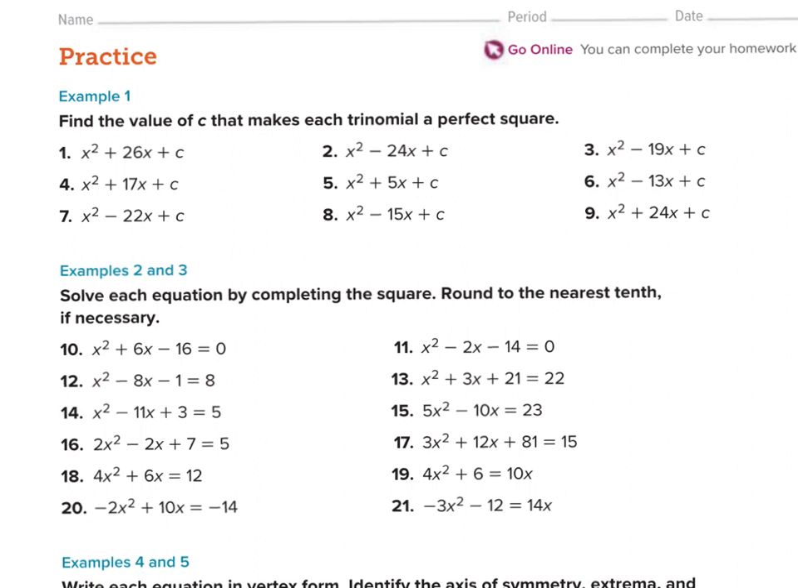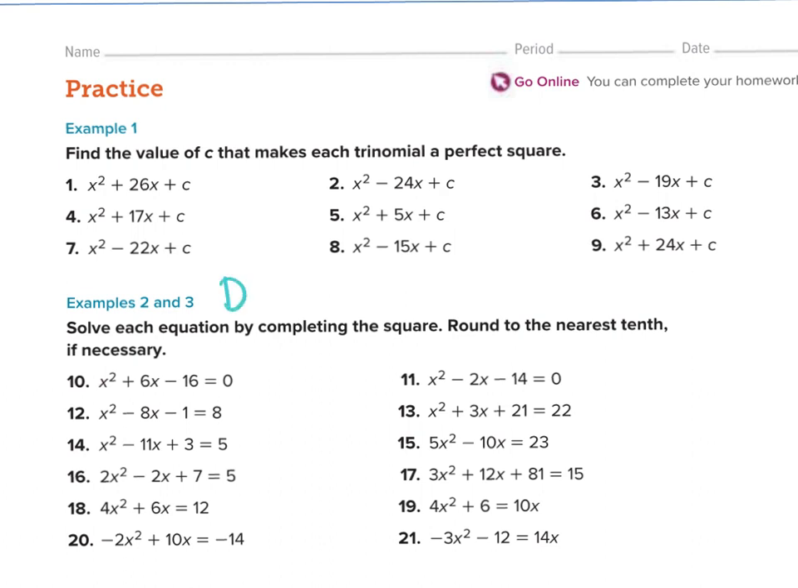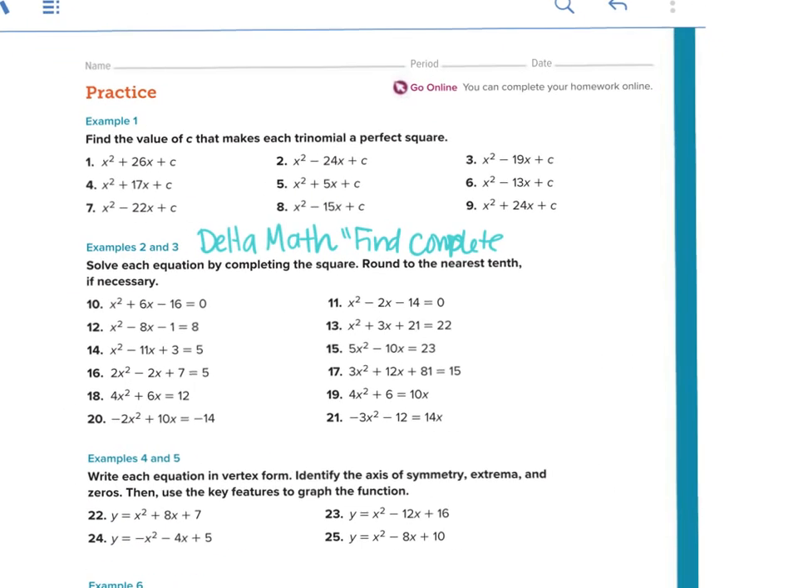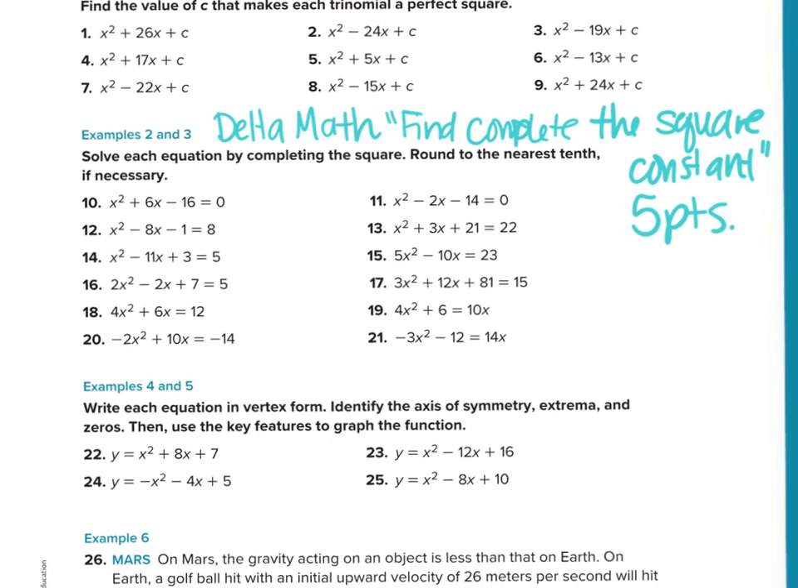All right, so today for homework, I want you to start with the Delta Math because that is easier. You may need to get the code, and I will have you set that up in a second. When you log in, it'll say find, complete the square constant. Aren't we done with Delta Math? Or was it something else? I don't know, I thought we were. Yeah. So do that, and that's 5 points, okay? And then those ones, you're just finding that number, like half of b and then square it. You're just finding that part, I believe.